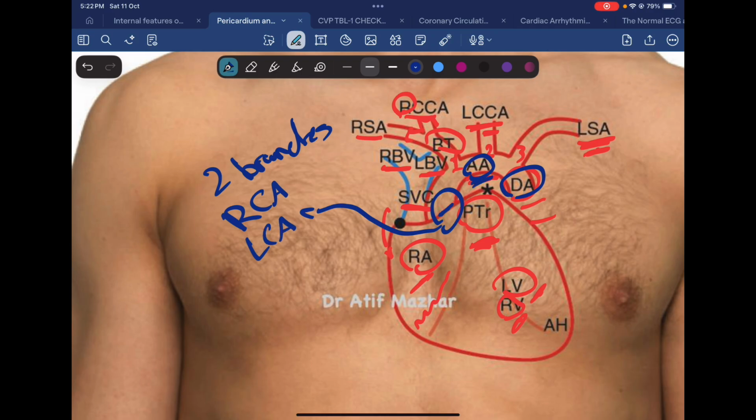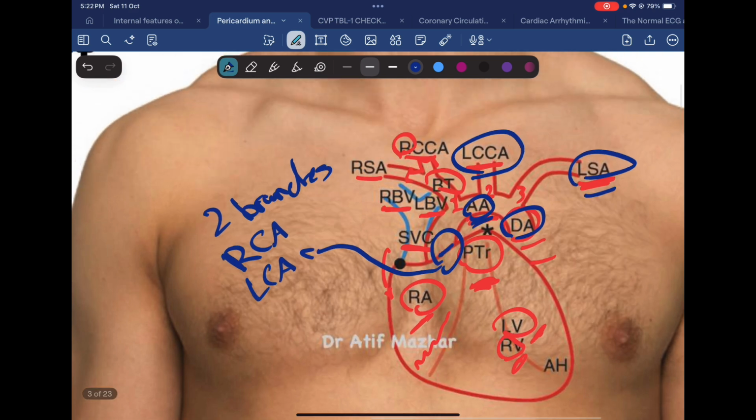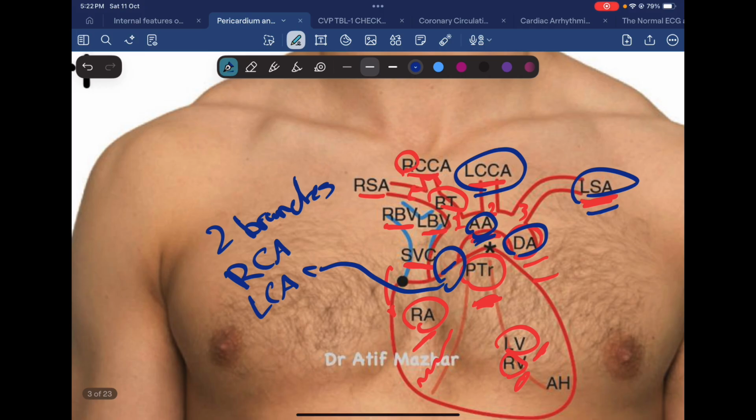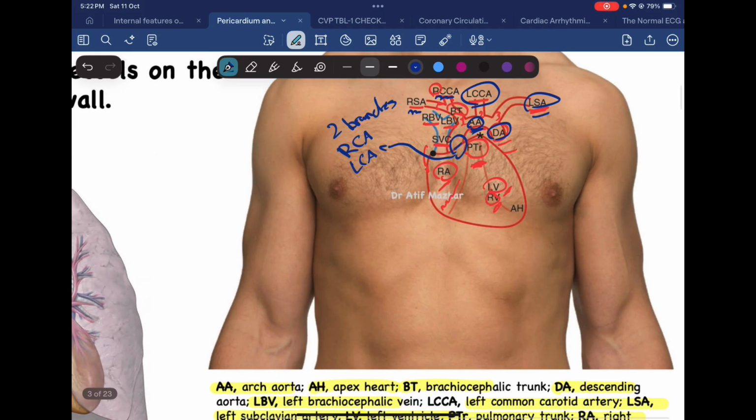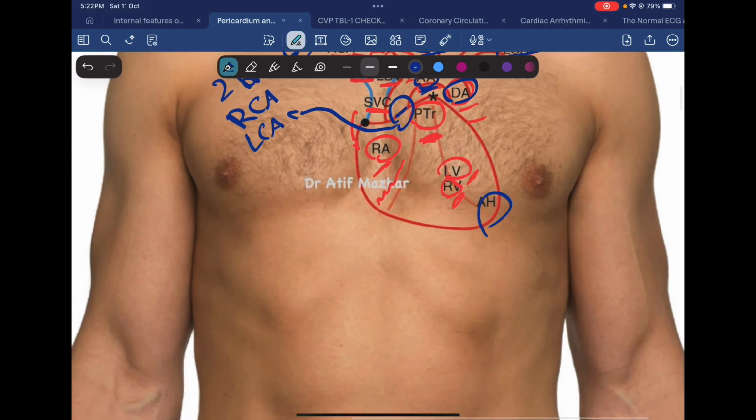Then you have the arch of aorta. Arch of aorta has three branches. Let's start from the left side. Left subclavian over here. Left subclavian artery. Not right subclavian, I mean left common carotid artery. And you have the brachiocephalic trunk. Now, the brachiocephalic trunk itself has two branches. It has the right subclavian artery and the right common carotid artery. And obviously here you have the apex of the heart.